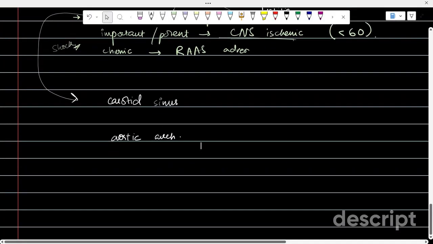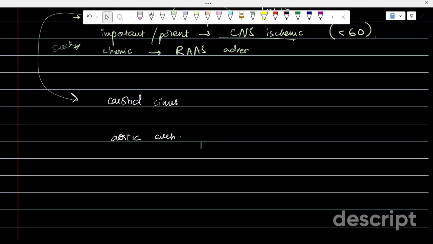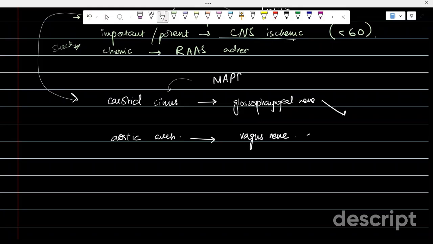The carotid sinus is present at the bifurcation of the common carotid artery. It fires through the glossopharyngeal nerve. Whenever there is a rise in mean arterial pressure, it is detected by the carotid sinus, which then fires through the glossopharyngeal nerve towards the nucleus, and in the aortic arch it is via the vagus nerve. So both of these will send their signals to the solitary nucleus of the medulla.